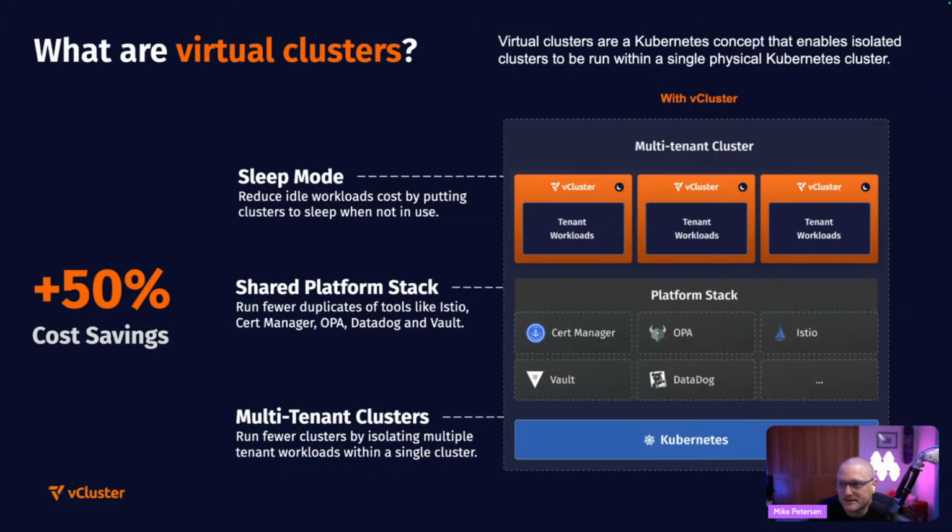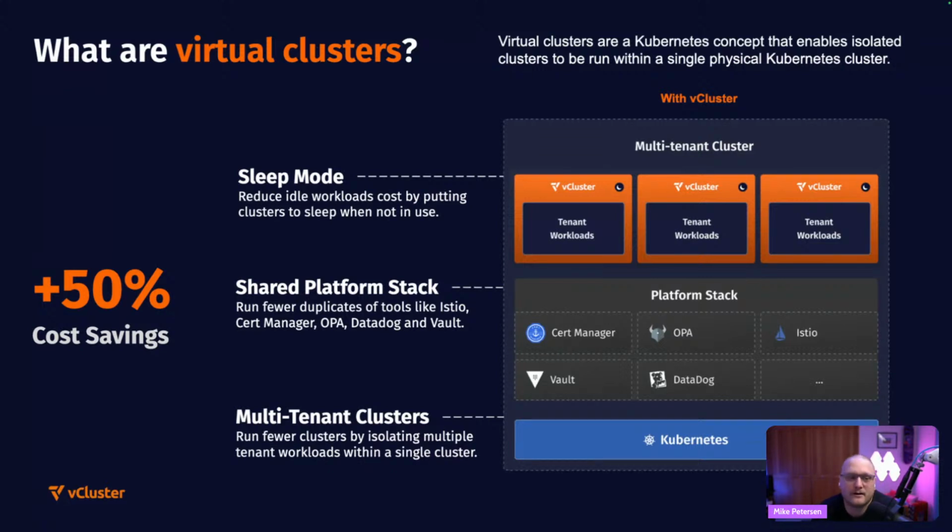And the shared platform stack, like I was talking about previously, you run fewer duplicates of tools like Istio, Cert Manager, OPA, Datadog, and Vault, and more than that, right? So if you're already running this stuff, you can be running it in the base cluster and then sharing it up with your users, so you only have a single version of it running. And then since they have their own API, they can install their own. And then multi-tenant cluster: running fewer clusters by isolating multiple tenant workloads within a single cluster. So you can get some real cost savings.